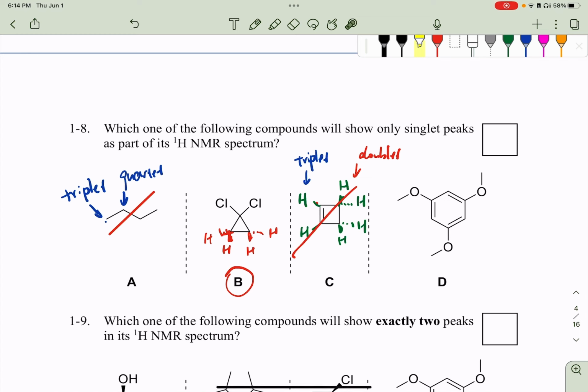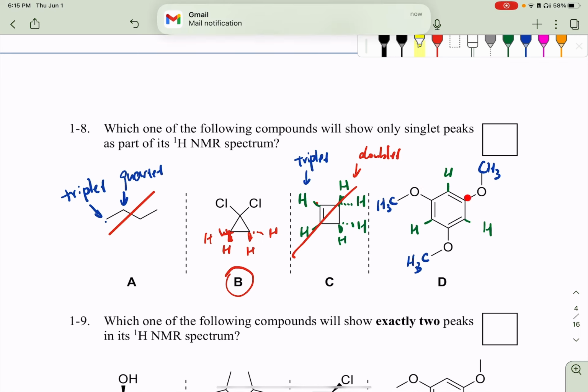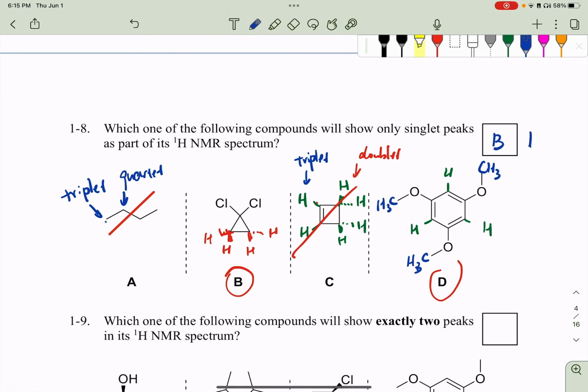Now what about D? D in this case, we have obviously a different symmetry plane to make them equivalent. So we have 2 different kinds of hydrogens, right? So these hydrogens are equivalent, and then the CH3 are equivalent. Now, if you think about this molecule, these hydrogens do not have any neighbor, CH3 do not have any neighbor, so that's why both B and D are correct. So I give you credit if you put B or D.